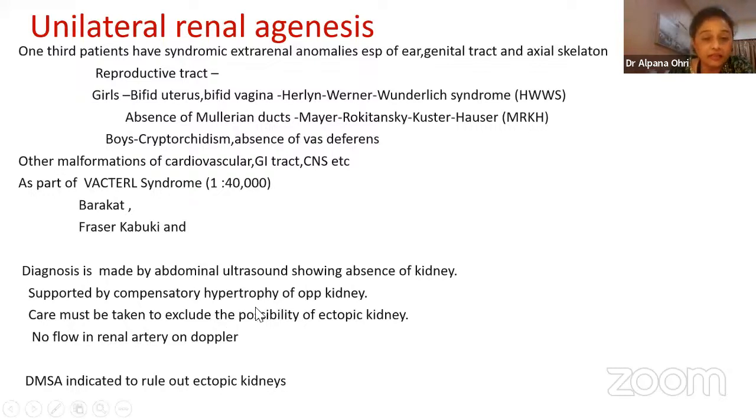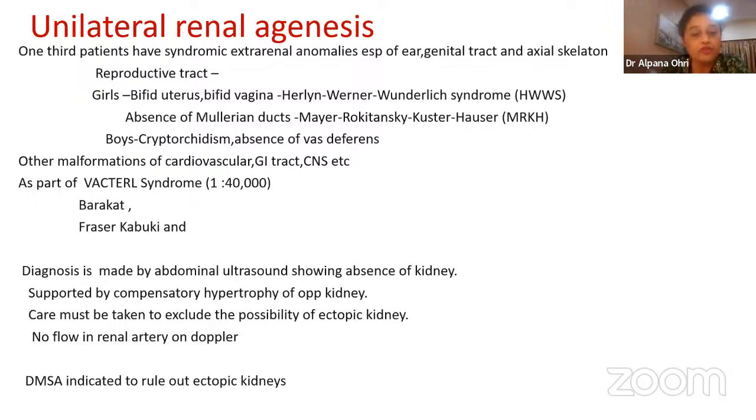Diagnosis, as we've discussed already, is absence of kidney, supported, in unilateral renal agenesis, by compensatory hypertrophy of the opposite kidney. And whenever we are saying that there's no kidney present, we have to exclude the possibility of an ectopic kidney, and we have to corroborate our diagnosis with the renal Doppler, which shows no flow in the renal artery.